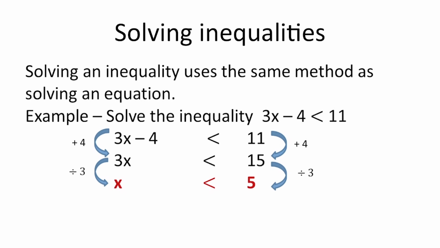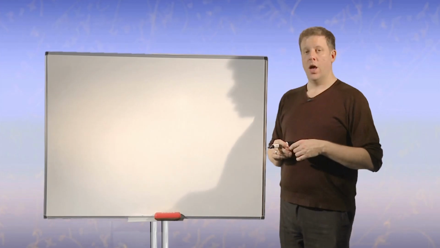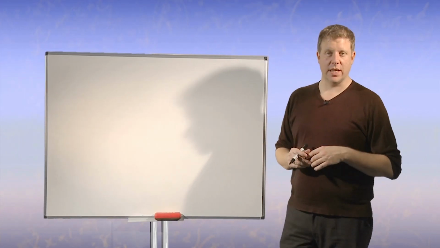For example, if we want to solve the inequality 3x minus 4 less than 11, we can simply add 4 to both sides. That gives us 3x less than 15. Then we need to divide both sides by 3, and that will leave us with x less than 5. Remember, when you solve an inequality, you're not getting an exact value for x, but a list of possible numbers that could be x. Okay, so let's solve some inequalities together on the board.